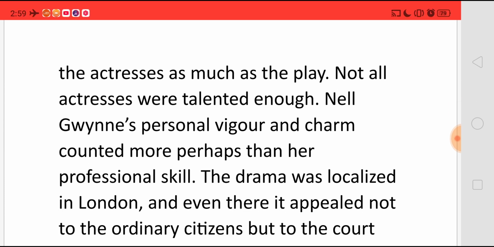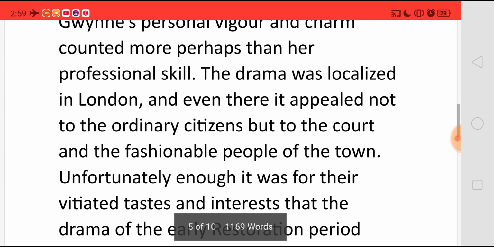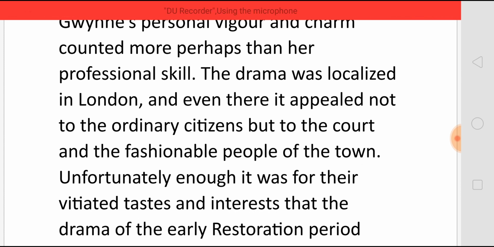So theatres were full, but at the same time we cannot say that these women were well talented, particularly Nell Gwyn. She was very famous for her charm more than her professional skill, and the drama was mainly localized in London, and it appealed only to the court and the fashionable people and not to the ordinary citizens.